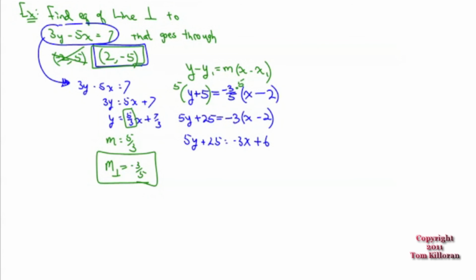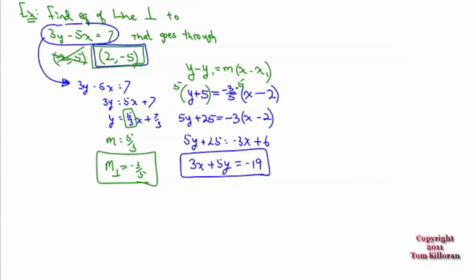Get all the variables on one side, so this will be positive 3x plus 5y. What can I do with that 25? Subtract it, so 6 minus 25, negative 19. So this will be equal to negative 19. And there's your equation.